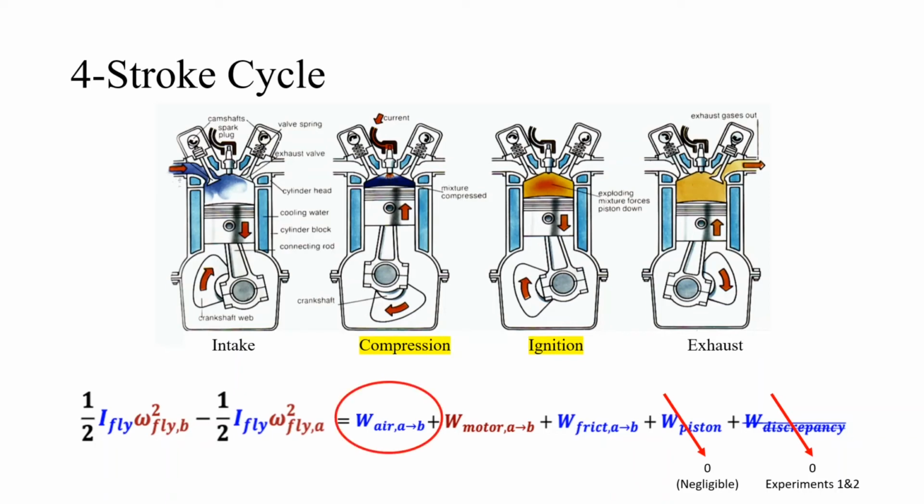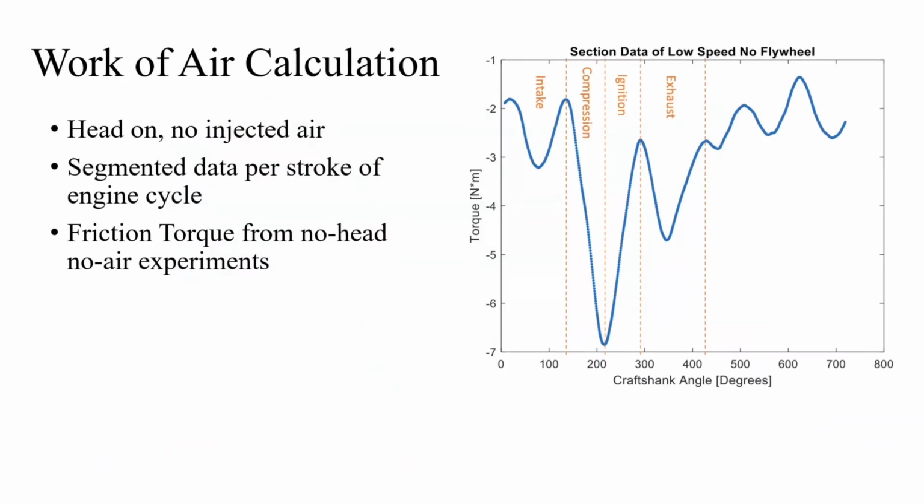Since we want to find work of air, let's talk about how we're going to find the other variables in order to find this value. So we can put the head on the internal combustion engine, but not inject any air yet, and this is going to help contain our air to see how much work is being done without having the external influence of other factors. We can run this engine at multiple different speeds, and I'm going to look at the low speed data and walk you through the process of how we actually found the work of air.